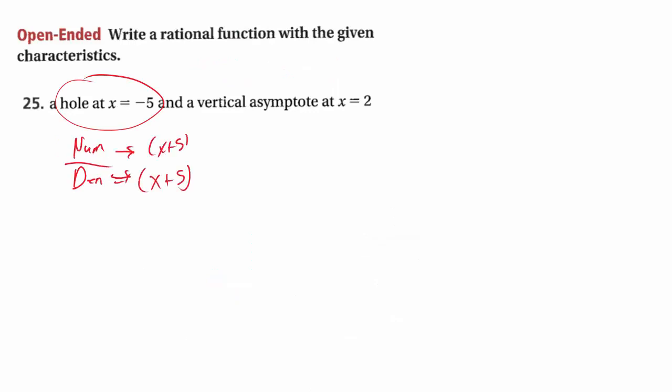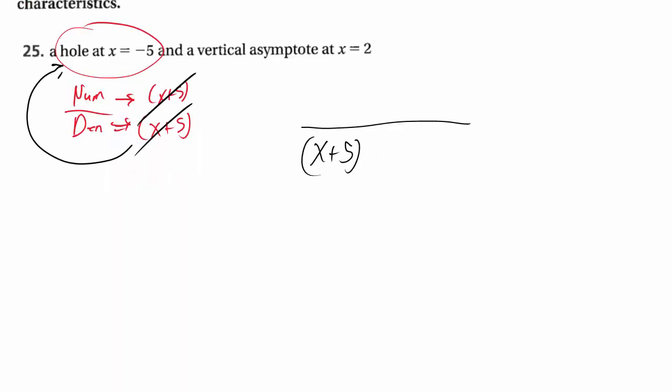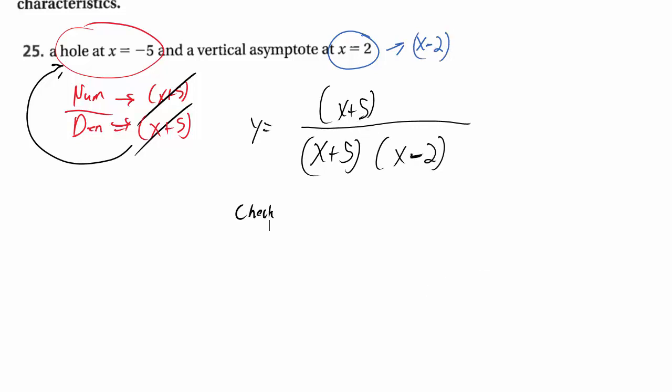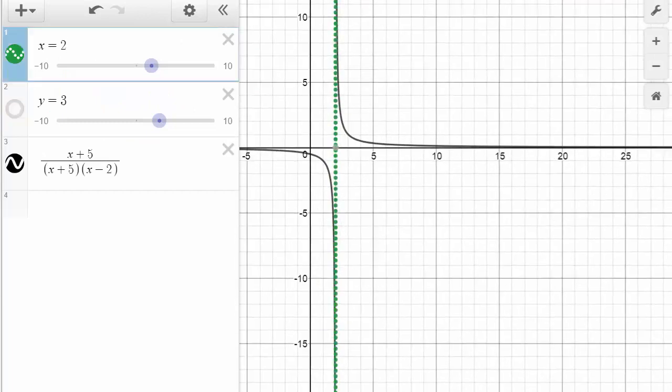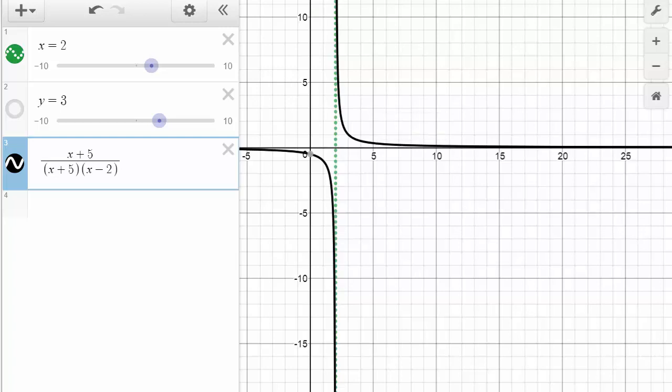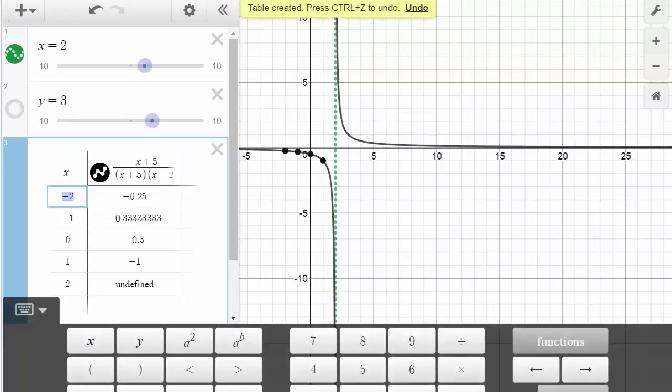All right, next one. Again, we want a hole. That means the factor that you divide by 0 in also has to exist in the top. That way it's not a vertical asymptote. It cancels out. We do want a vertical asymptote when x equals 2, so x minus 2 is a factor there. I'm going to put this into decimals just to confirm that it does exactly what we want, and it does that. So we got the hole where we want.